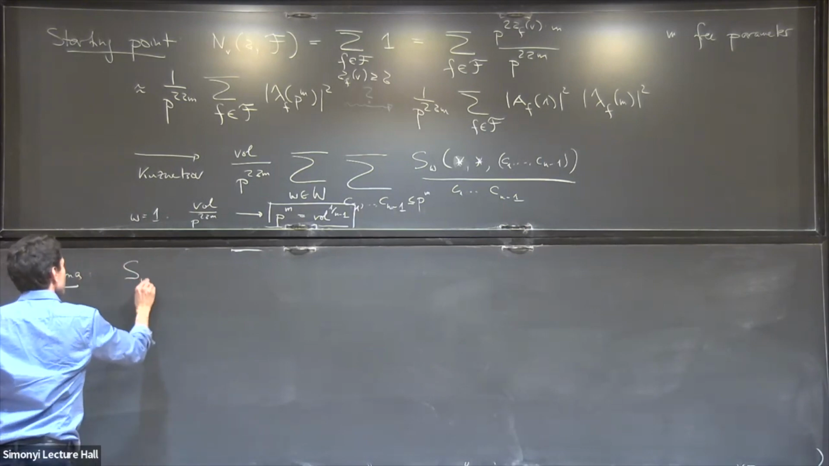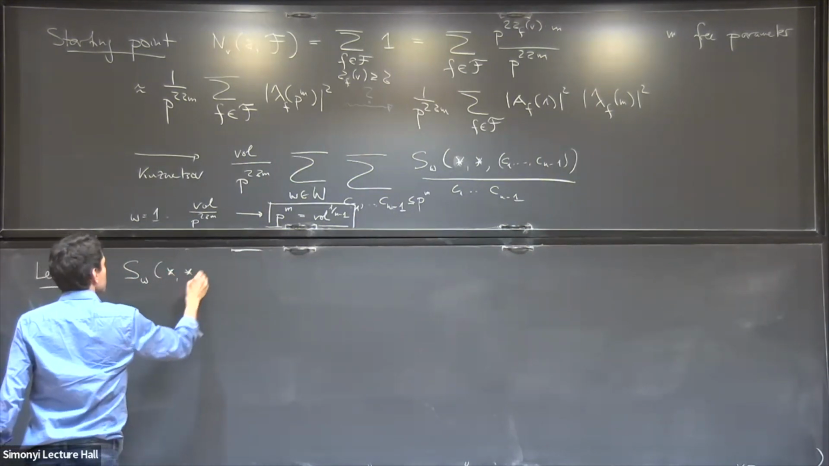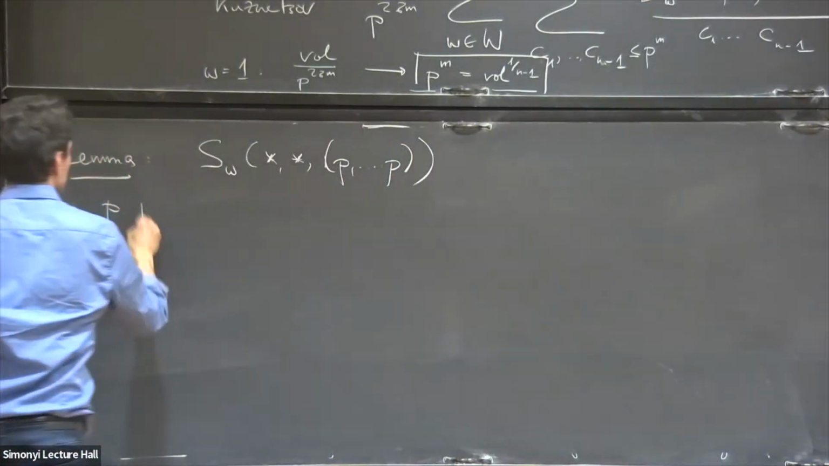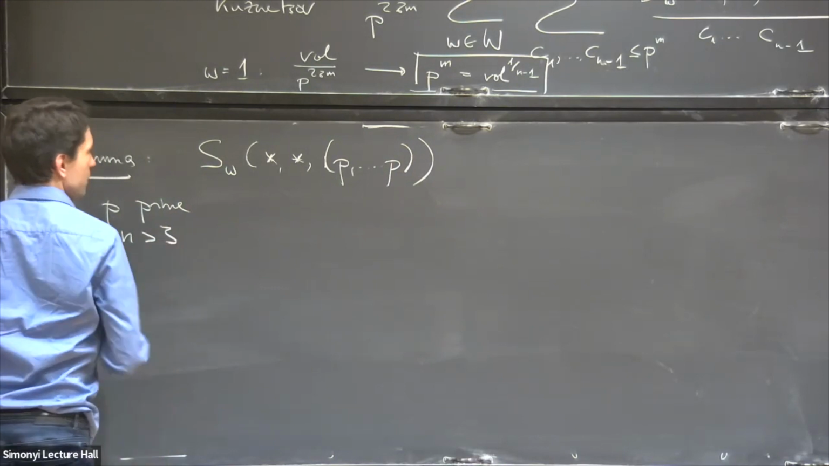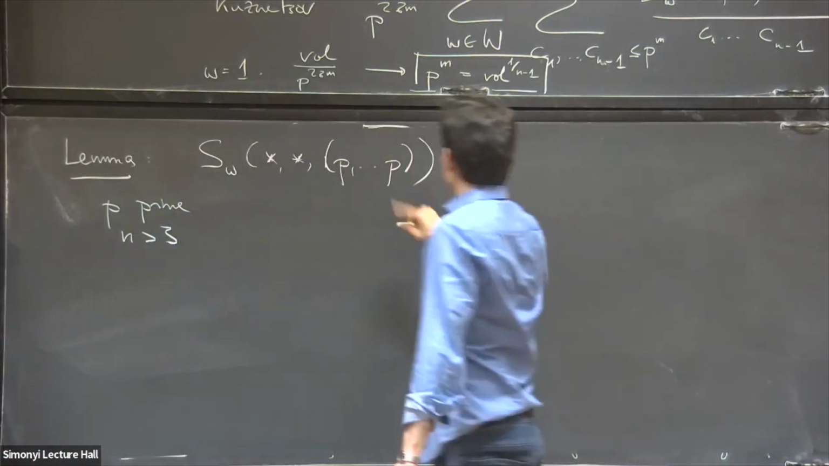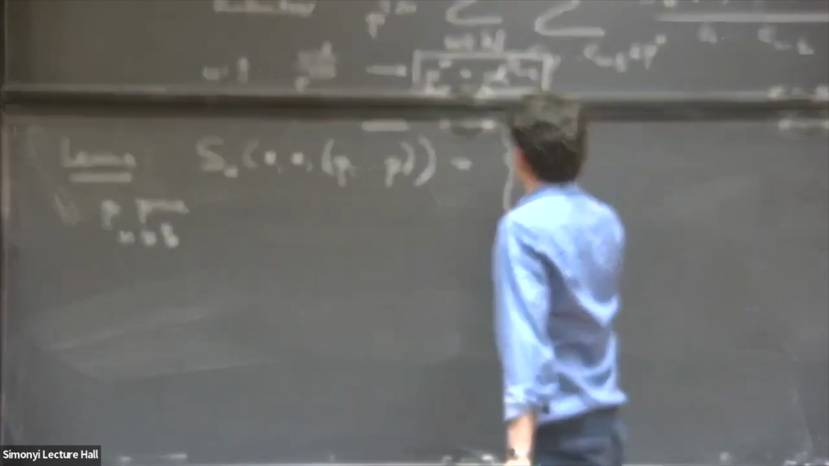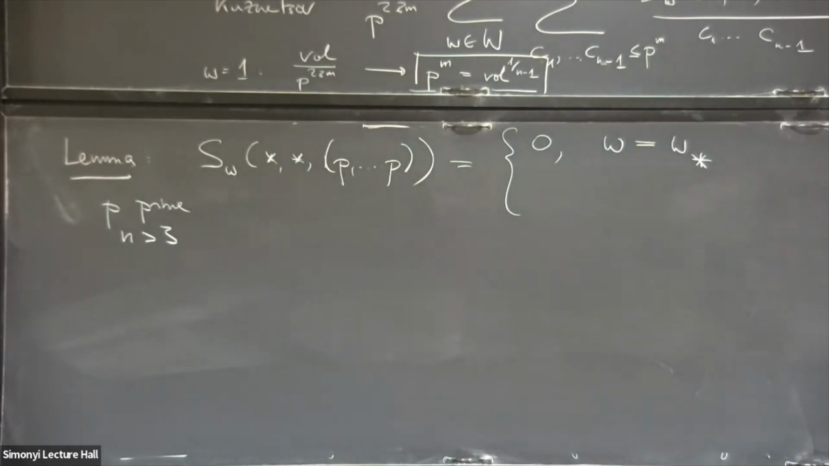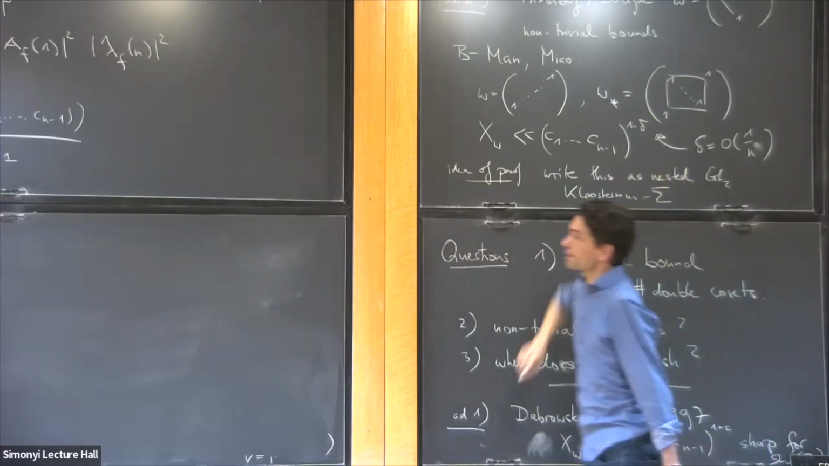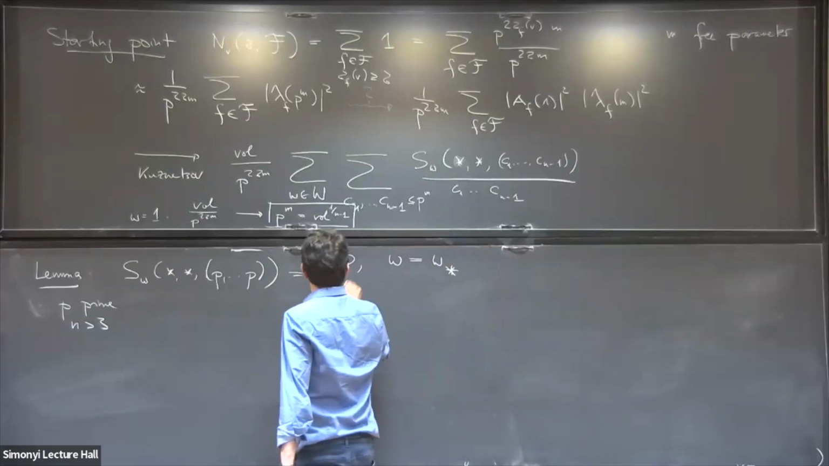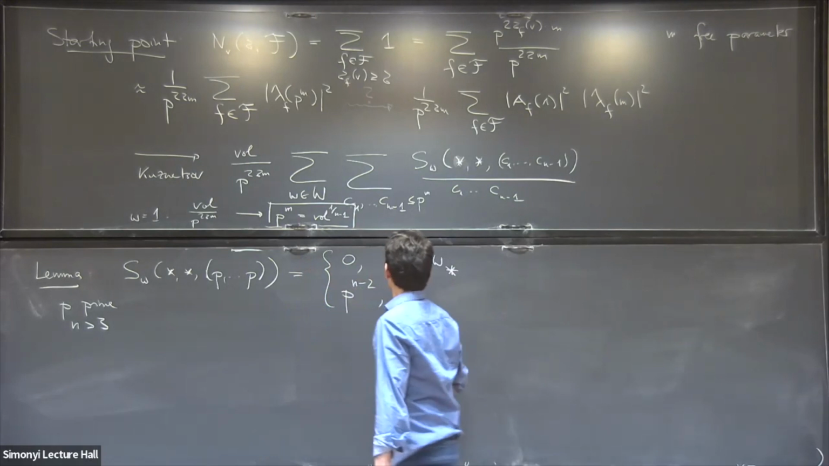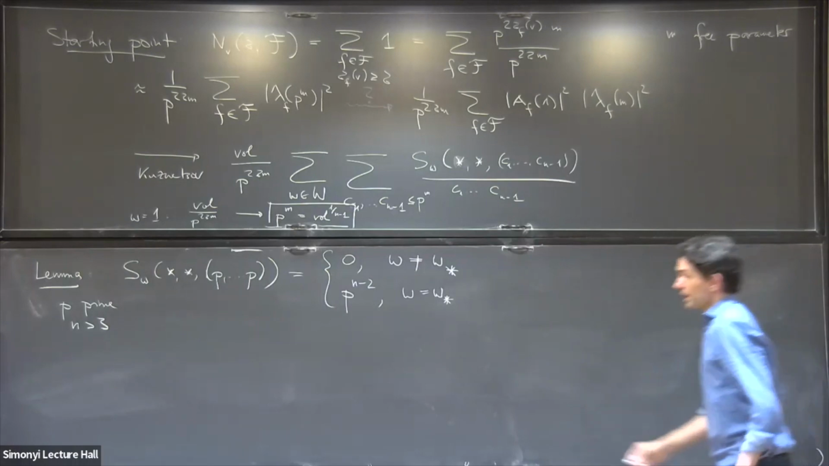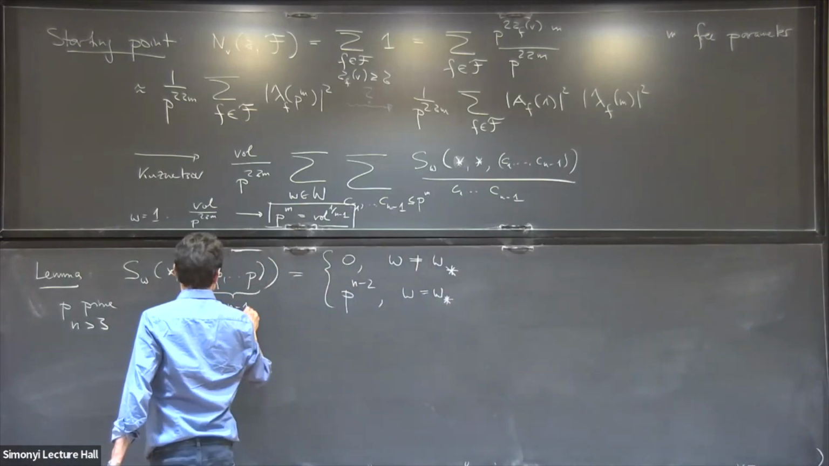So the lemma: for P prime, n greater than 3, I can evaluate this on the nose. And it equals 0 if W is not this Weil element. And if it is, then it equals P to the n minus 2. And we have n minus 1 terms here.